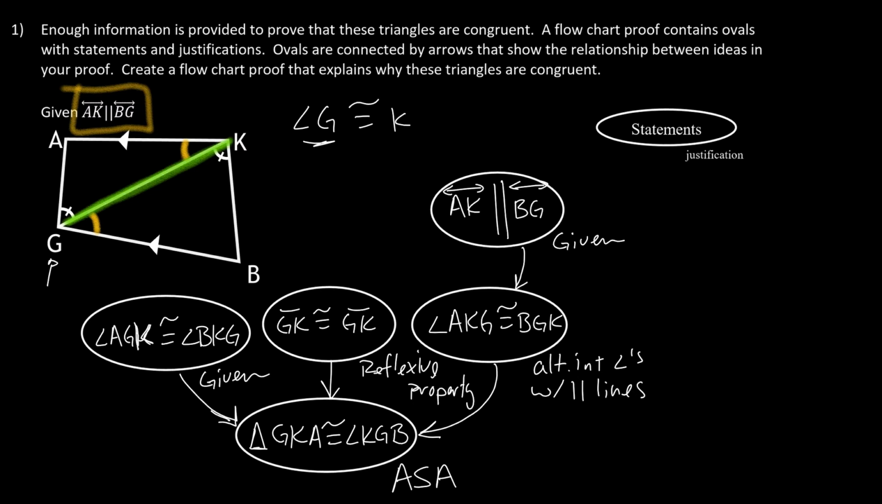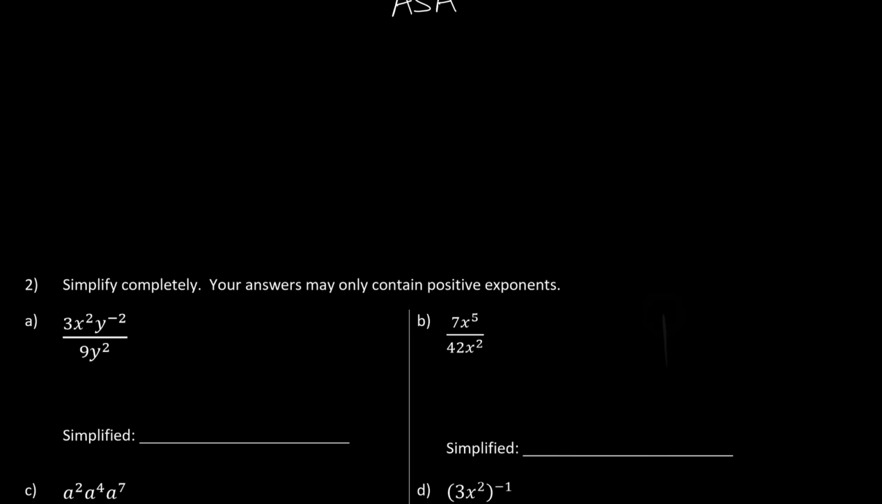So you can see not only am I including a statement and a reason like I would in a 2-column proof, but I'm also saying which pieces of information relate to each other. So this is a proof that these two triangles are congruent. It's a flowchart proof they're congruent by angle, side, angle. Let's go on to question number 2.